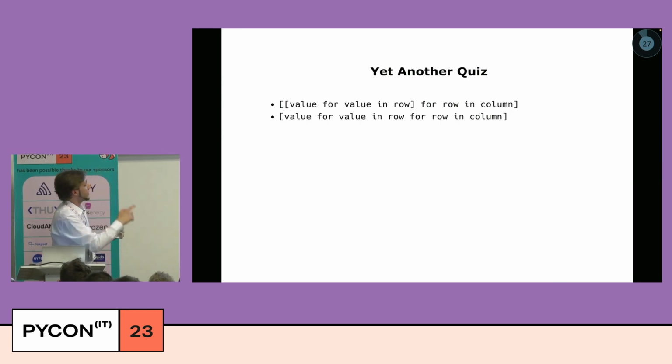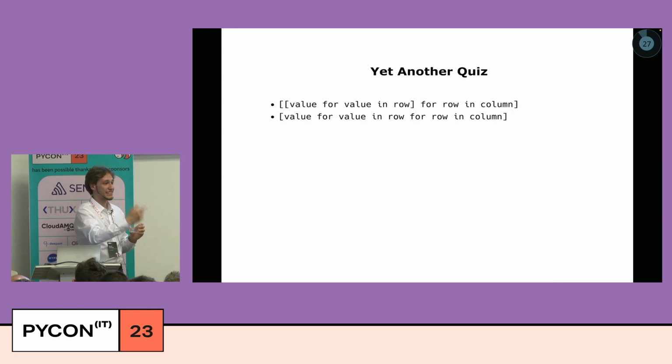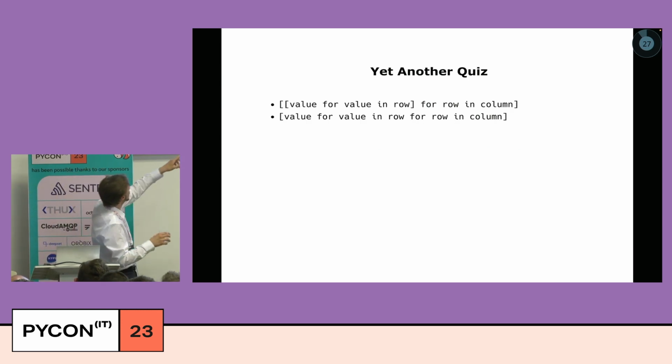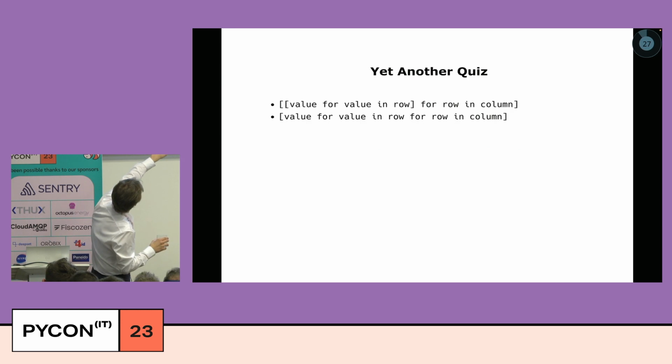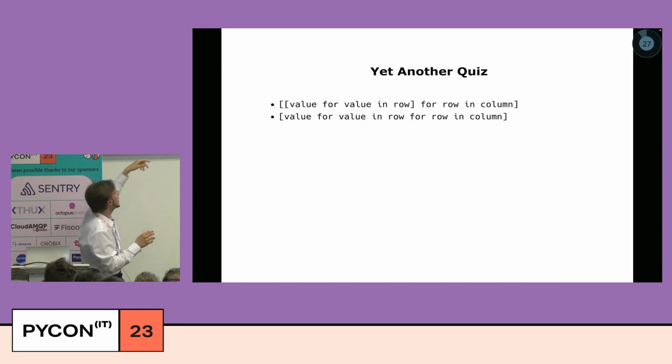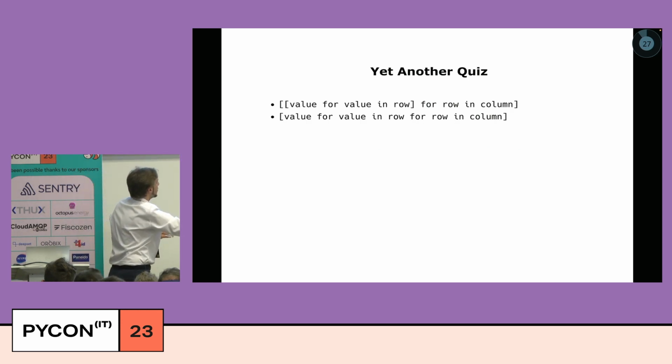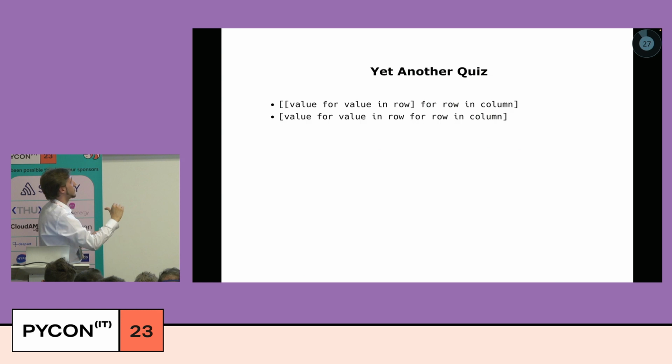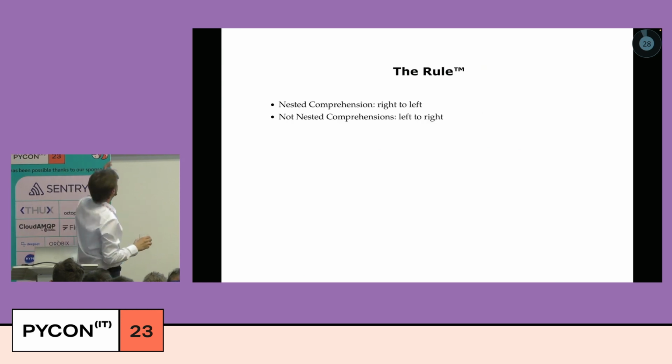The thing is, when you do this, the order is actually inverted. In the second case, for value in row, for row in column, that's going to throw an exception, because you first do for value in row, and then for row in column, and row is undefined. Whereas the first line, which looks basically the same, works because it first does for row in column, and then goes to for value in row. So as a general rule, nested comprehensions go right to left, not left to right as you would normally expect.